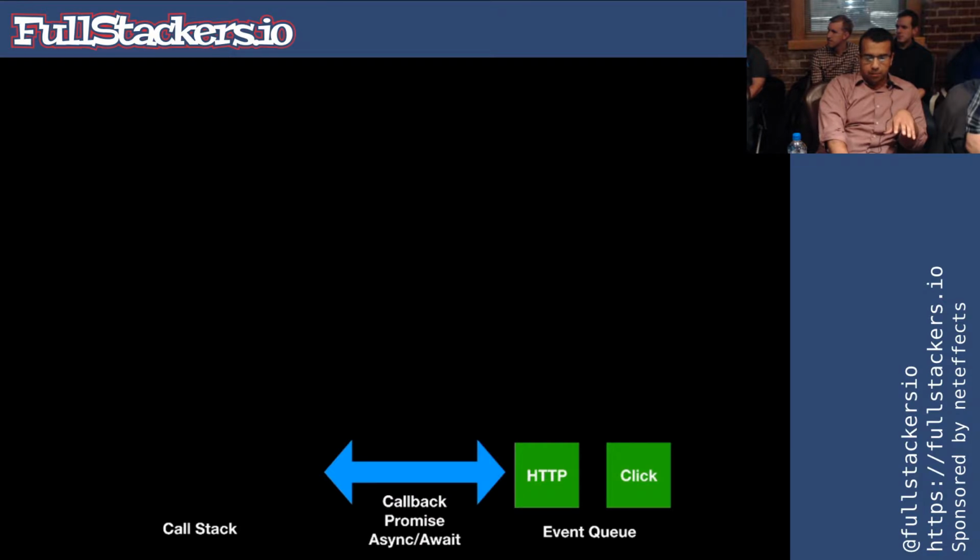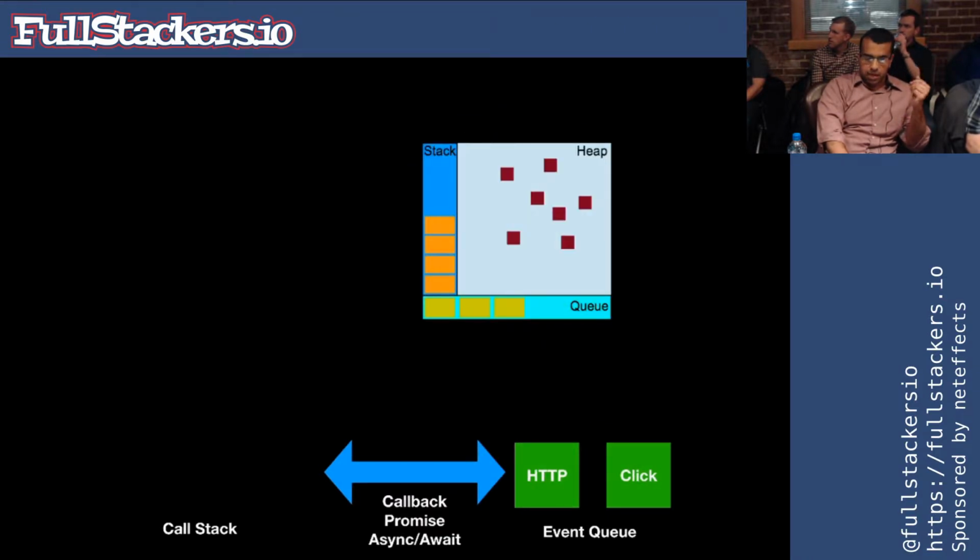And the way, more specifically, that this whole communication takes place is through the use of callbacks or promises, and then async await in the newest spec. This is another diagram that's from MDN. It kind of tells the same thing.